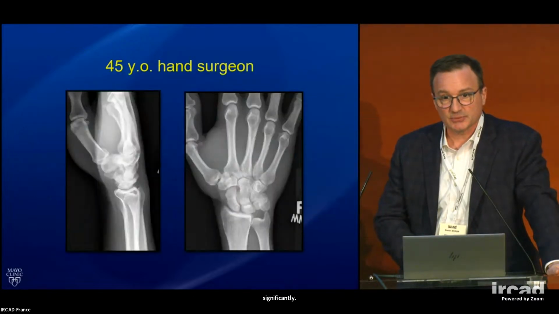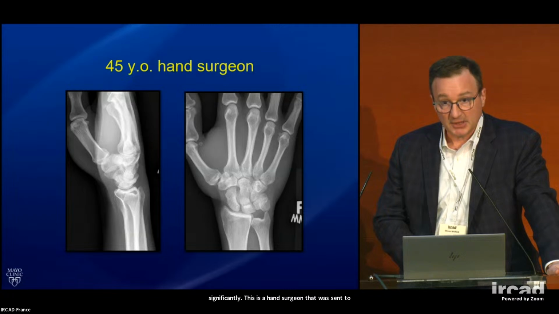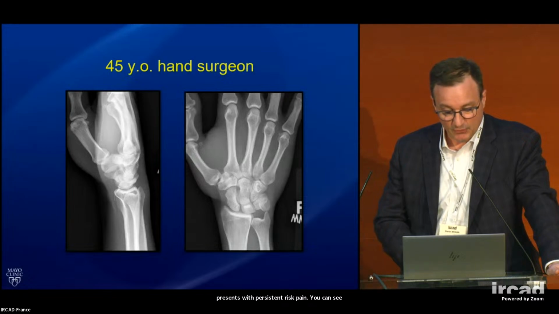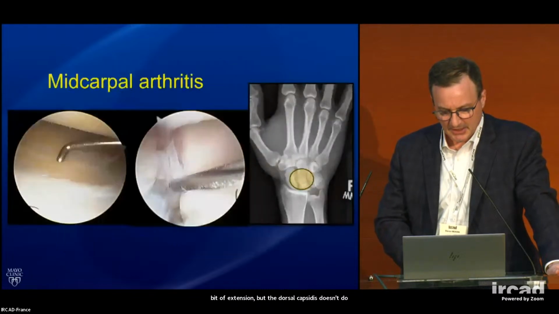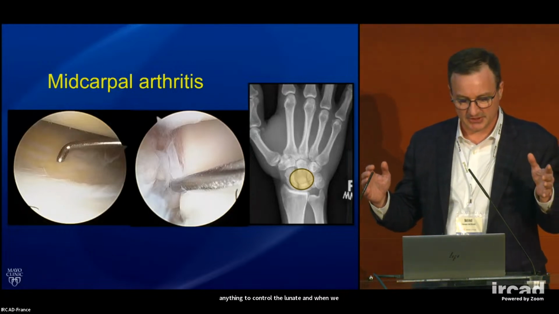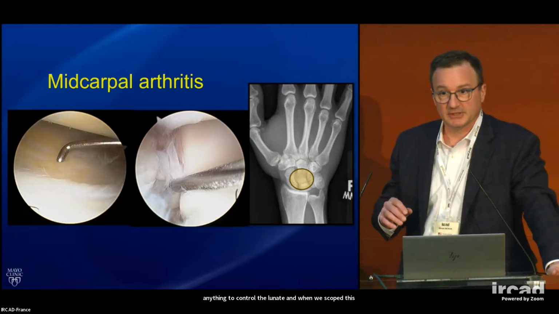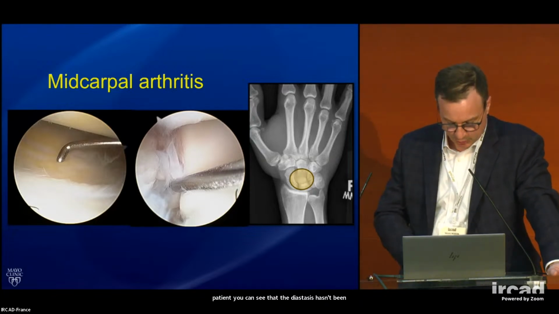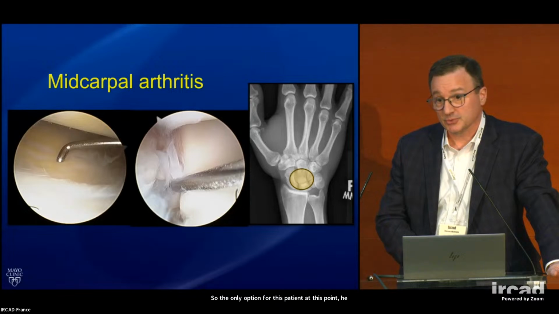This is a hand surgeon that was sent to me. He had a Blatt capsulodesis done 10 years ago, and he presents with persistent wrist pain. You can see that the scaphoid is in extension, quite a bit of extension, but the dorsal capsulodesis doesn't do anything to control the lunate. And when we scope this patient, you can see that the diastasis hasn't been corrected with the capsulodesis, and he has midcarpal instability. So the only option for this patient at this point, if he was going to return to hand surgery, we just did an AIN and a PIN neurectomy. But it just points to the problems with capsulodesis.